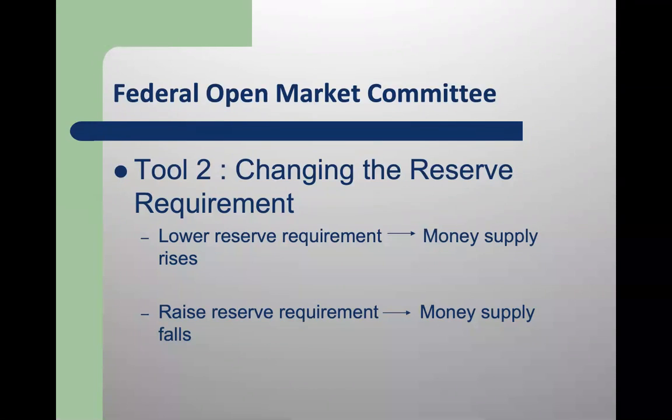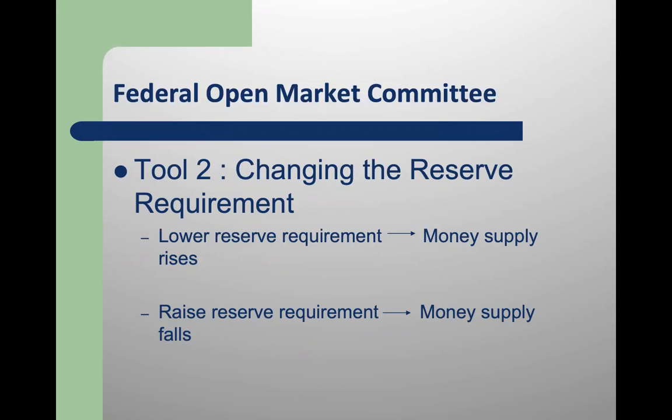So one tool that they have is they can look at the member banks or other depository institutions and change what's known as the reserve requirement. The reserve requirement is simply a number or a percentage of the deposits that people make at the banks. The banks cannot turn around and loan out 100% of deposits that are made. So say the reserve requirement is 10%.